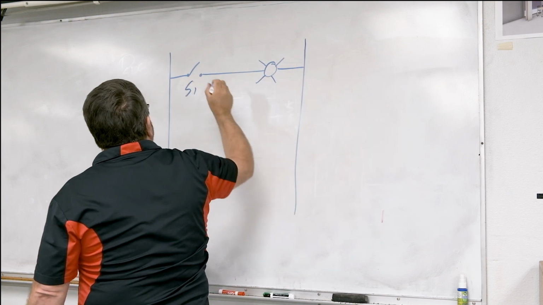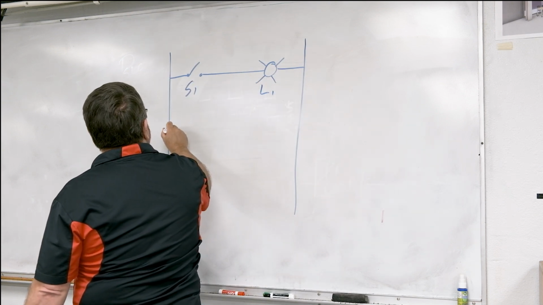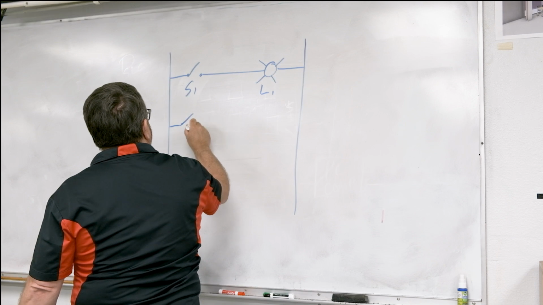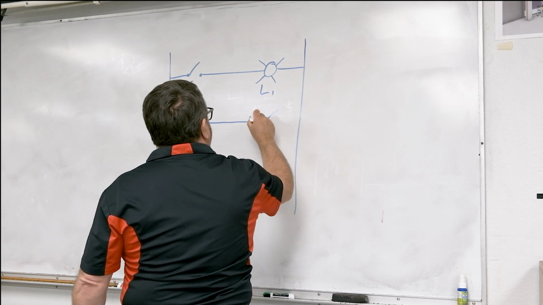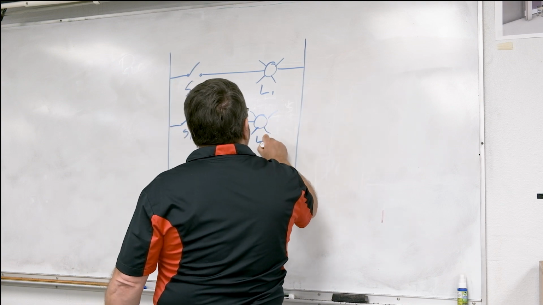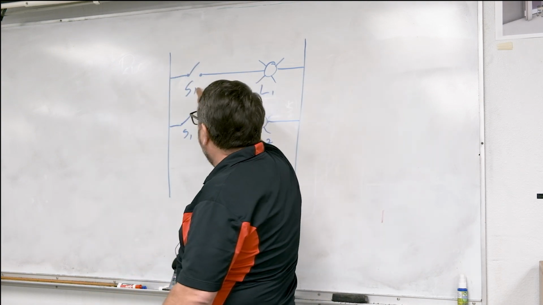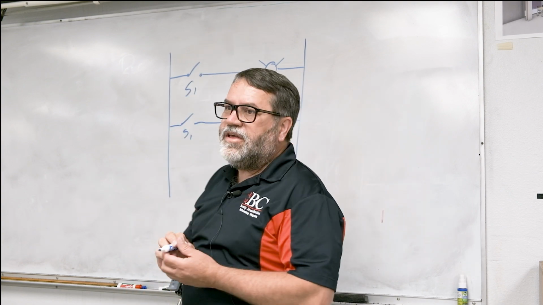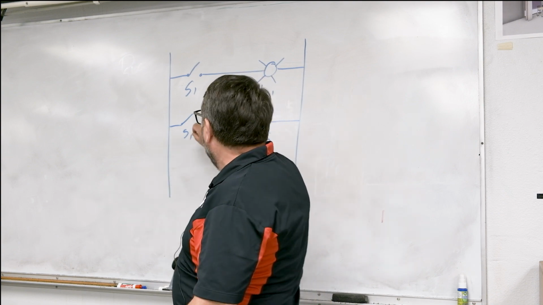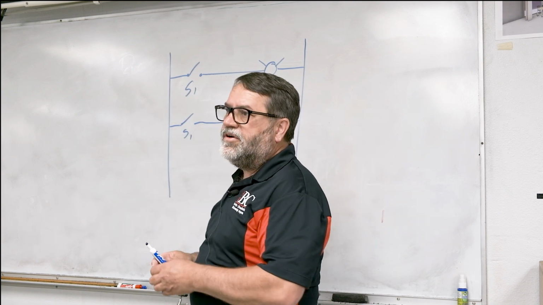Here's my switch 1, and here's my light 1. And now I'm going to draw switch 1 again, and there's my light number 2. So I've got switch 1 twice, and I've got 2 different lights. That means if I turn on switch 1, both of these lights are going to turn on.